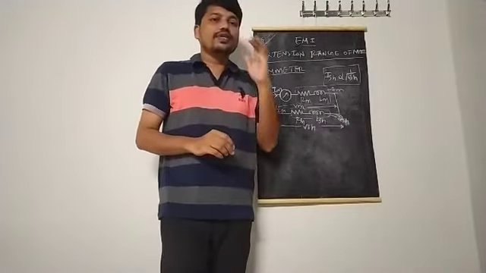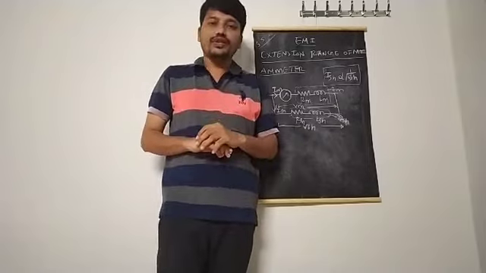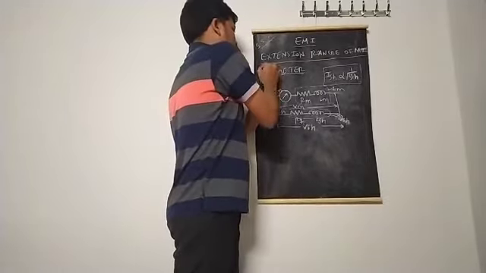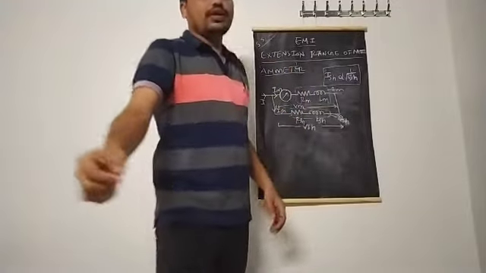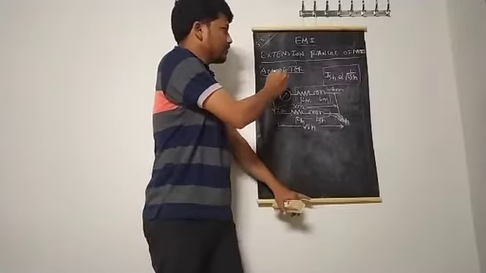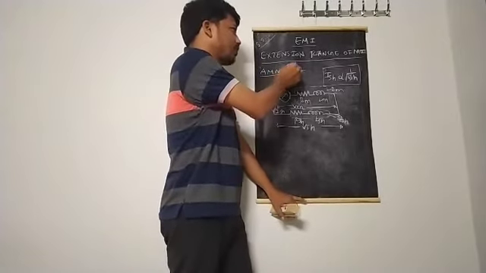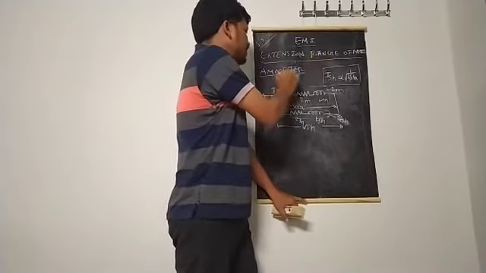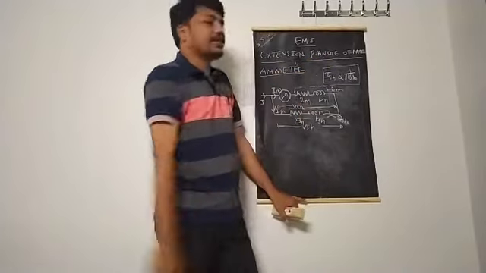Now today we discuss the extension range of the moving iron instrument with the ammeter extension. So now we go for the ammeter extension method. The first topic of this unit is moving iron instrument extension range, that is, ammeter here.